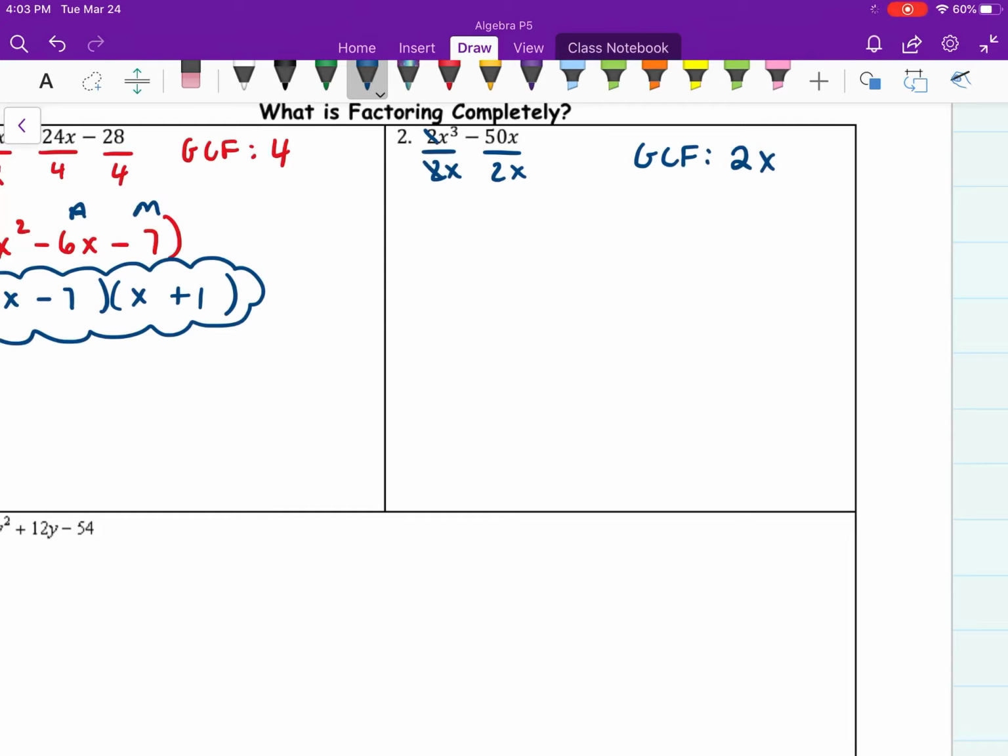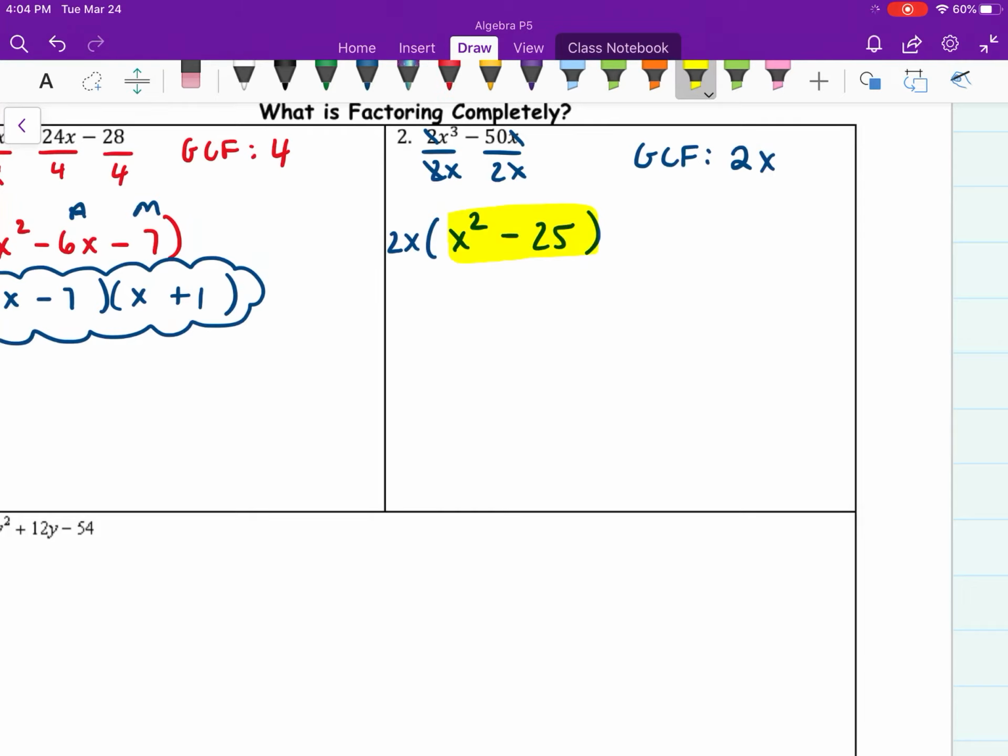2x to the third divided by 2x. 2 divided by 2 is 1. X to the third divided by x is x squared. 50 divided by 2 is 25, and x divided by x cancels out. Put that in parentheses and put the 2x in front.